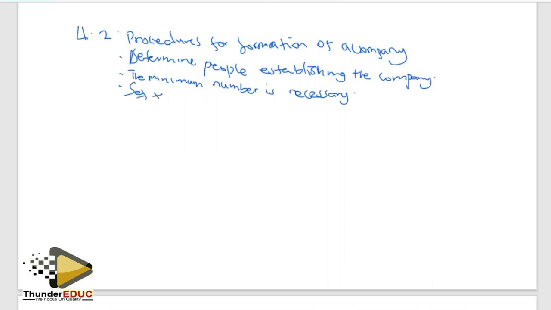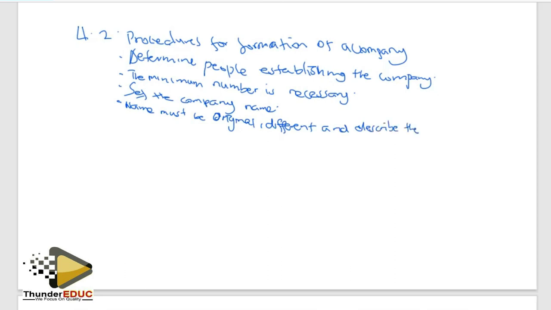review or set the company name. You must give a company its name, which must be original. The name must be original, different, and describe the type of service rendered by the company. Yes, that's the name. We talked about how the name should be.